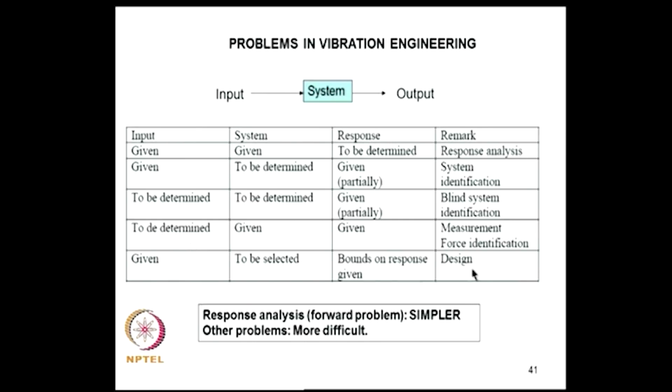Now, we can generalize this kind of classification. For example, if the input is given and the system has to be selected, and on the response I have prescribed bounds, then how do you select the system parameters? That is a problem of design. Now, response analysis is a forward problem. It is a fairly simple problem, that is what we have been discussing so far in the course. Other problems are more difficult. The problem of system identification is an inverse problem. It has its own set of difficulties, and some of that hopefully we will be able to see as we go along.